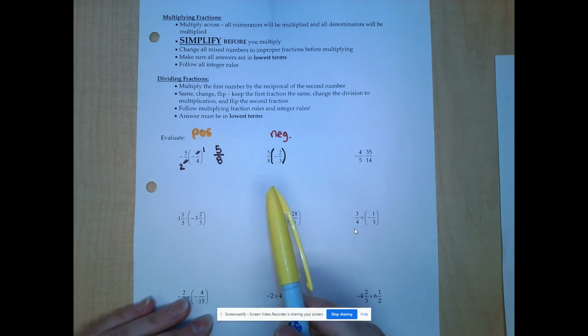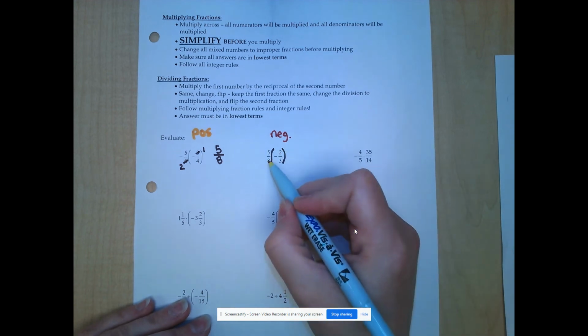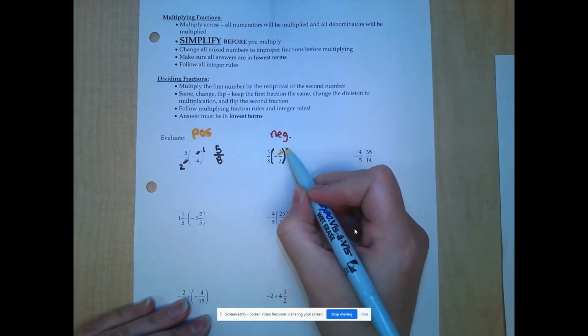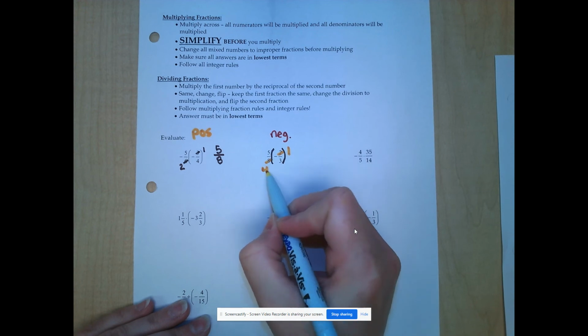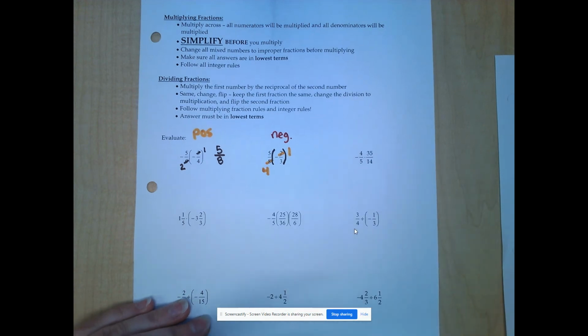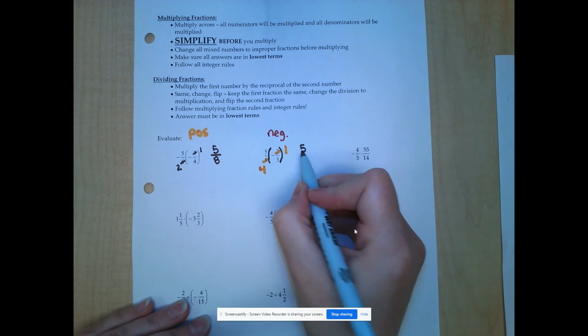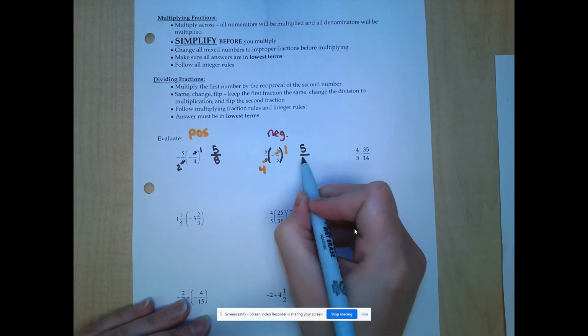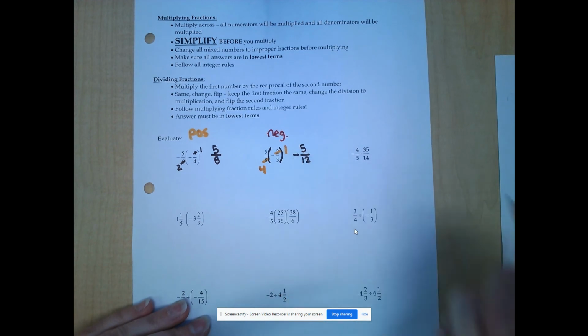So now I say, can I simplify the problem? Is there a numerator that has something in common with the denominator? Sure is. 2 and 8 can both be divided by 2. 2 divided by 2 is 1. 8 divided by 2 is 4. And now 5 and 3 have nothing in common. 5 times 1 is 5. 4 times 3 is 12. And we already said it was going to be negative.